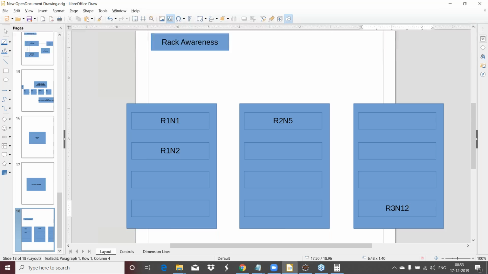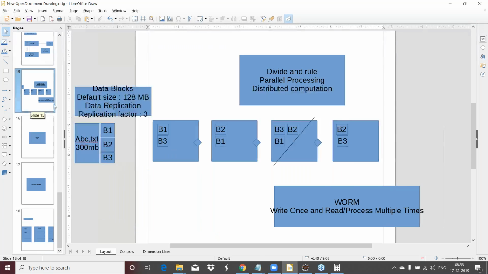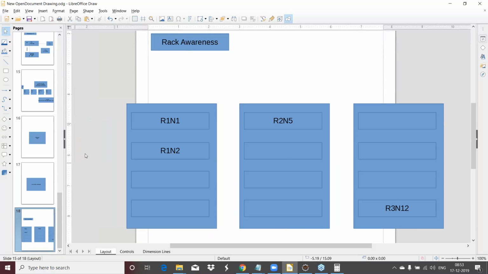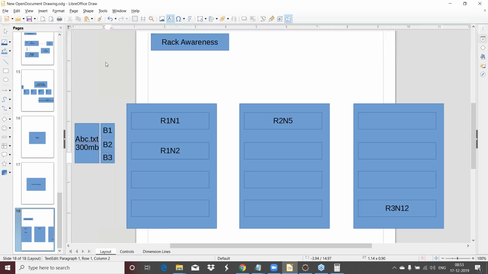So what is the concept of rack awareness? Let us try to understand. We already know this piece, that whenever this file is coming to Hadoop for storage, this file will be divided into three blocks, B1, B2, and B3.